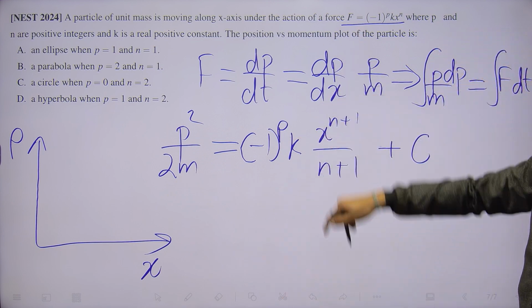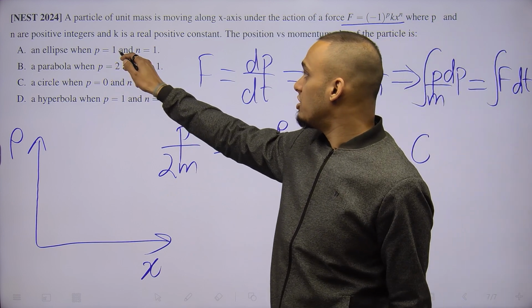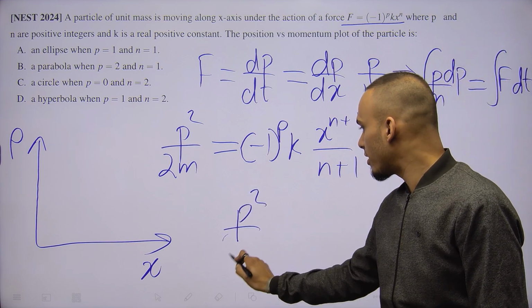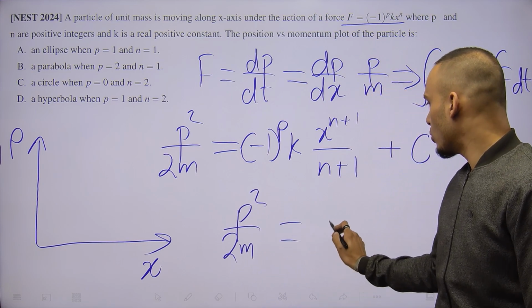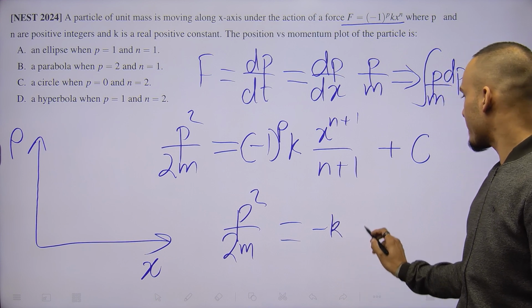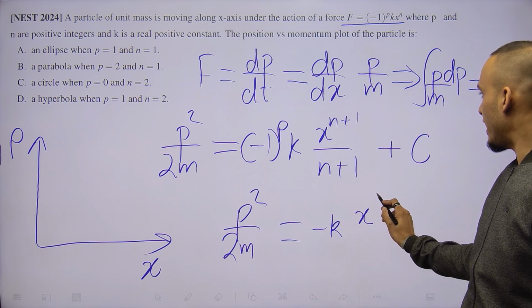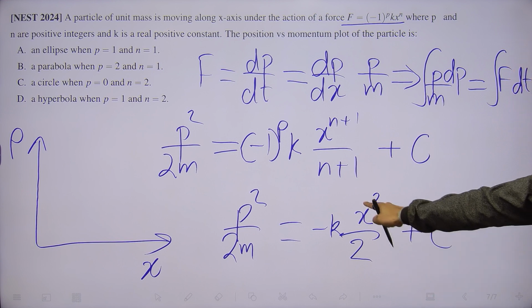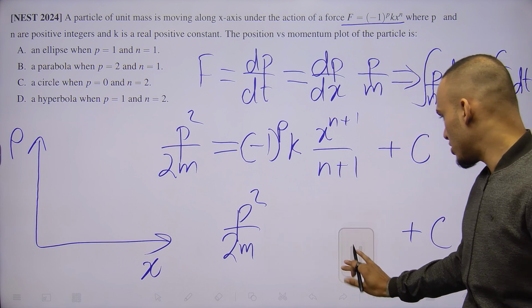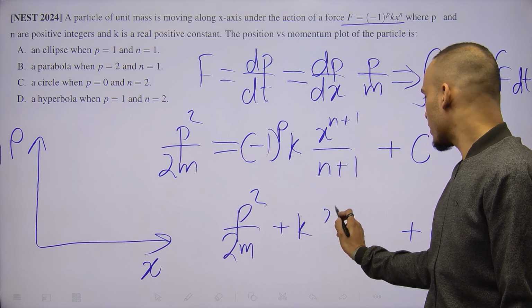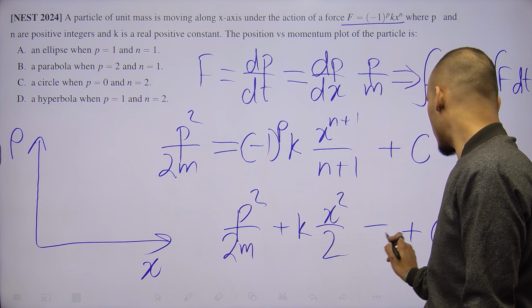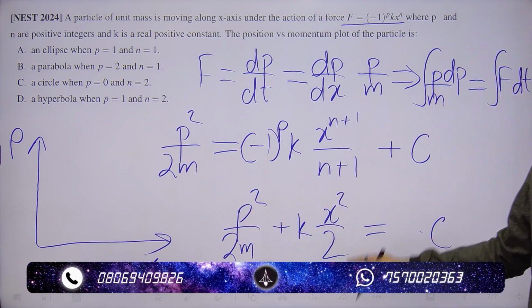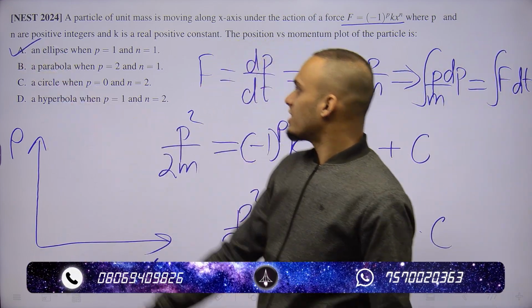Now let's have a look at all the options. If we put p is equal to 1 and n is equal to 1, this expression becomes p square by 2m is equal to minus 1 times k into x raised to n plus 1, so x square upon 2, plus c. Taking this term on the other side of the equation, we get plus k into x square by 2 is equal to constant of integration. Now we can clearly see this is the equation of an ellipse, so the first option A is correct.